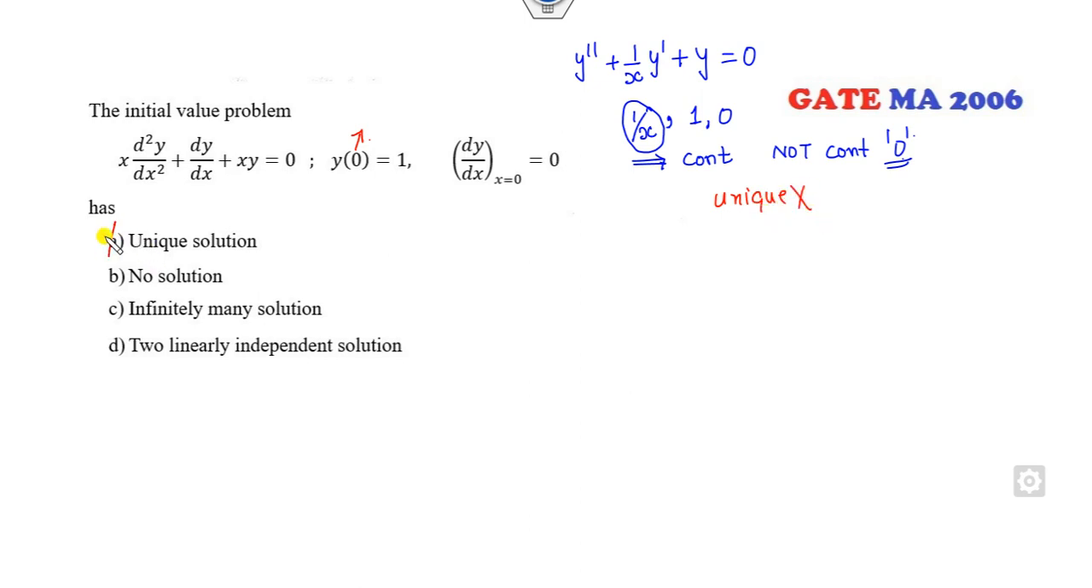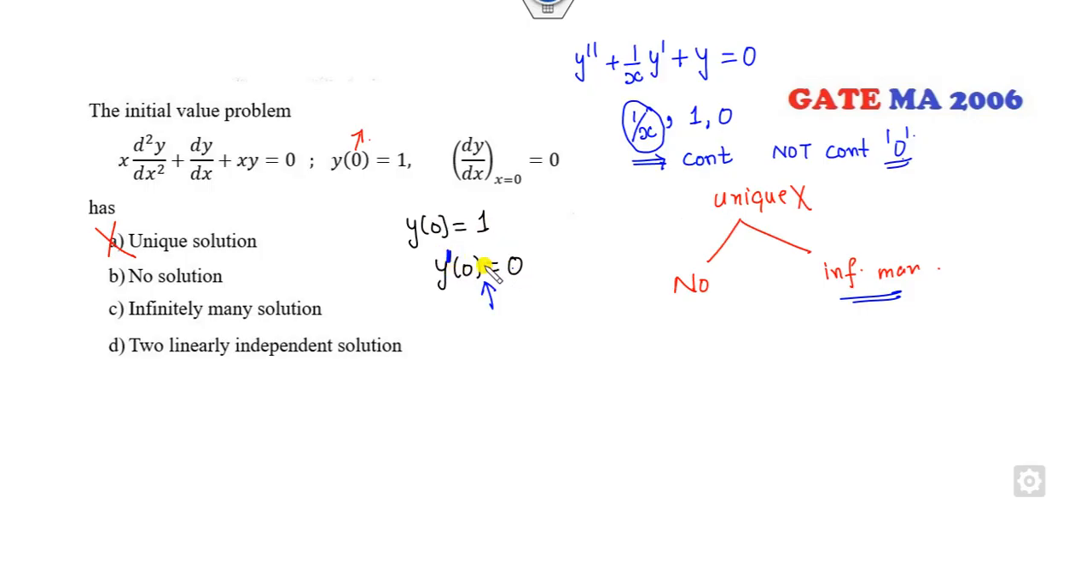Fine. So that will be cancelled out. If it is not a unique solution, it means it has either no solution or infinitely many solutions. Fine. How can you check that? You can see y of 0 is 1, y dash of 0 is equal to 0. If it is infinitely many solutions, can you find any solution which satisfies this property? It will never be there, because the derivative will be 0 and the function will be 1. It can never be there.